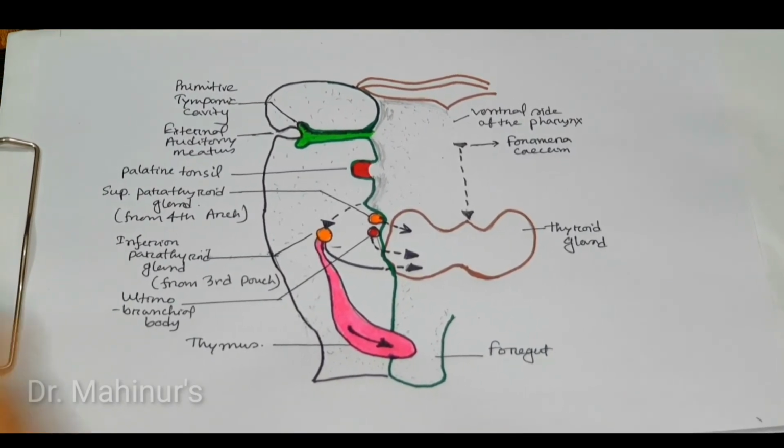Thyroid gland. The thyroid gland usually originates in the midline at the level of the foramen cecum, which later descends to the level of the first tracheal ring.